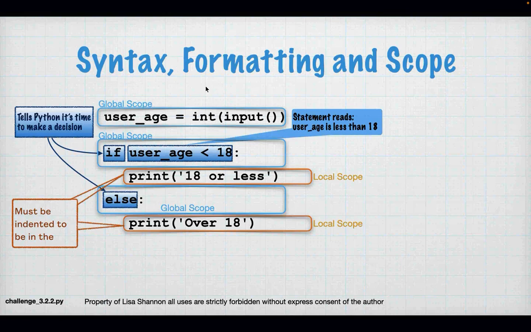By the way, I will say left-hand side and right-hand side. So the left-hand side of this statement is user age. It is comparing to the right-hand side of this statement, which is 18. And the comparing that it is doing is the less than.